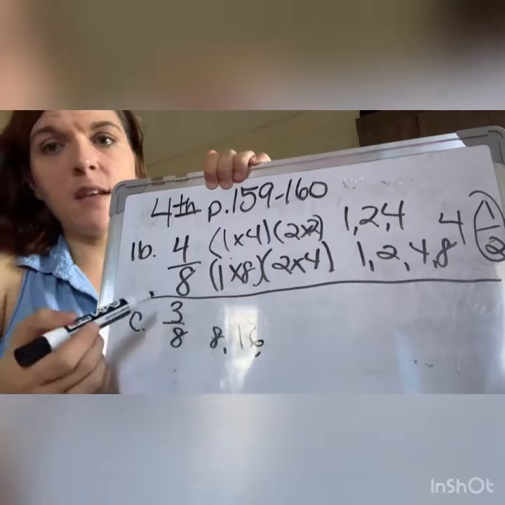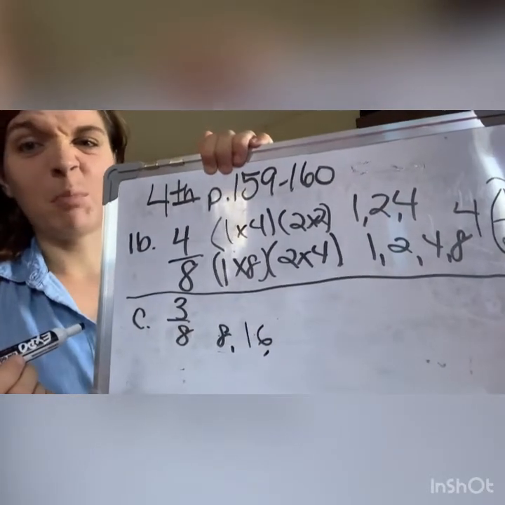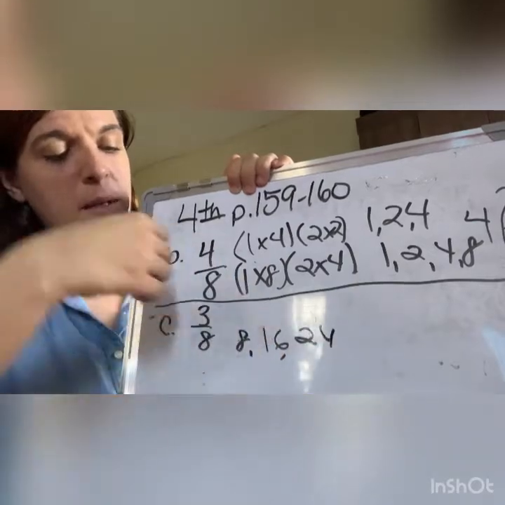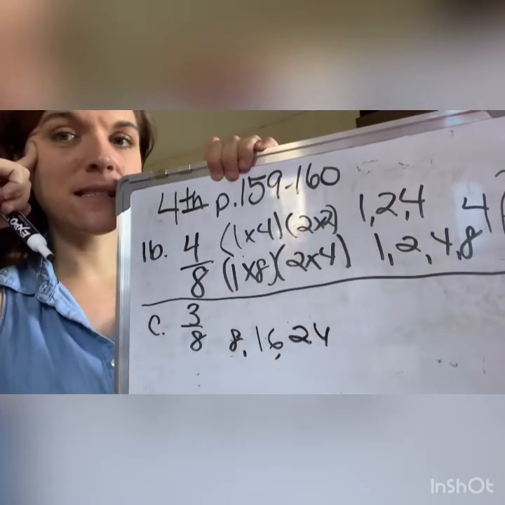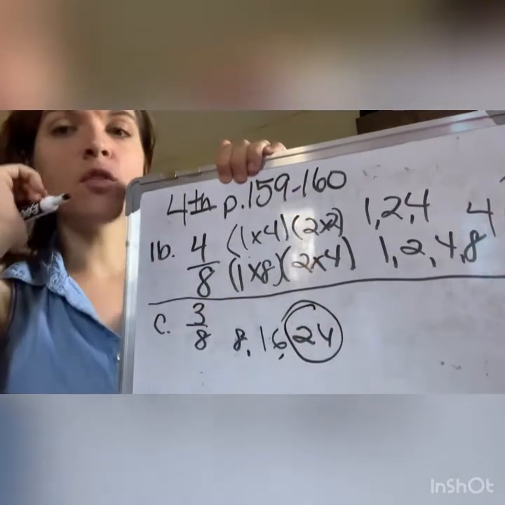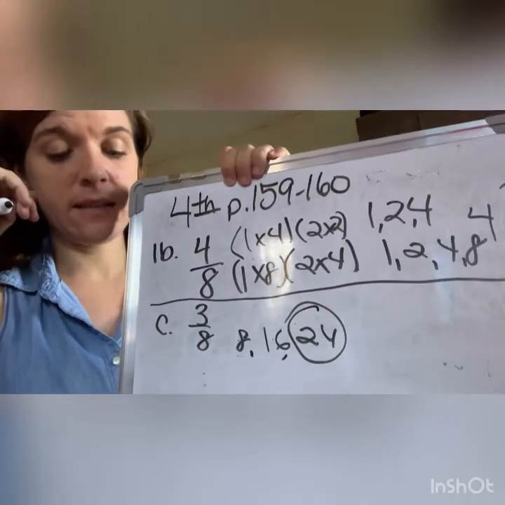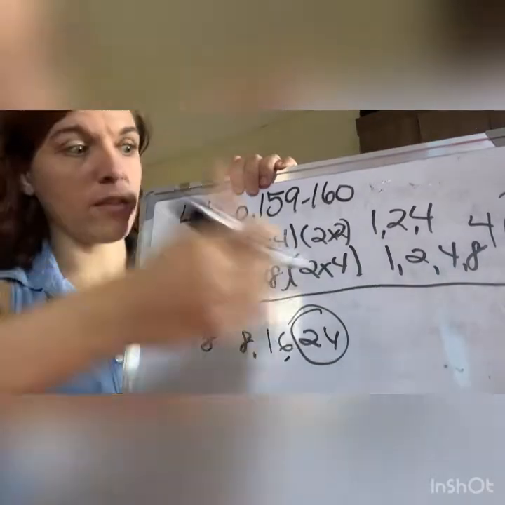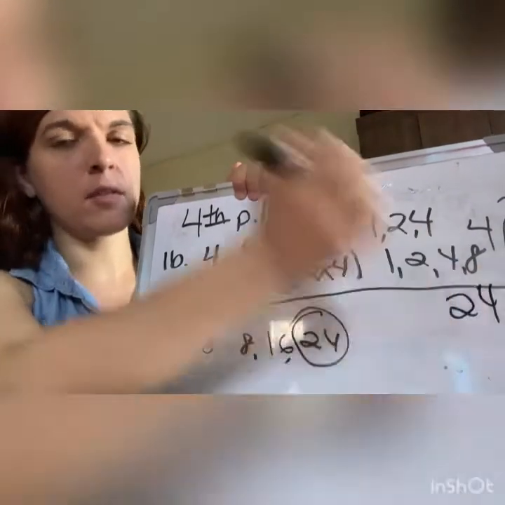16. Can 16 be divided by 3? Tampoco. Okay, let's do another one. 8 times 3, 24. Can 24 be divided by 3? Oh, yes. So 24 is our least common multiple. And all you have to do is put it over there in the box. Least common multiple, 24.